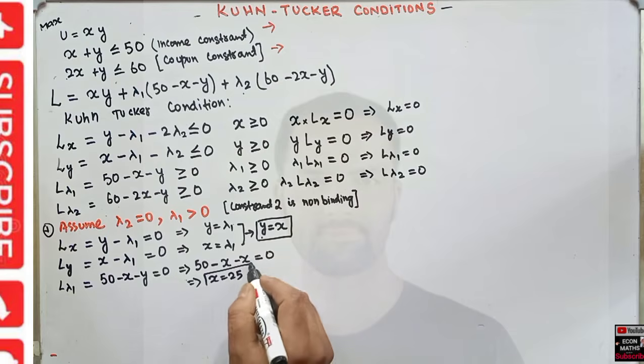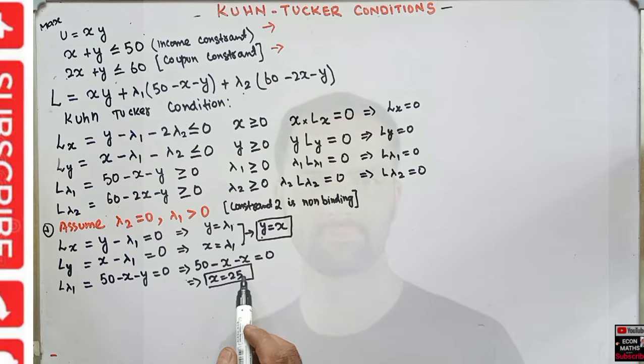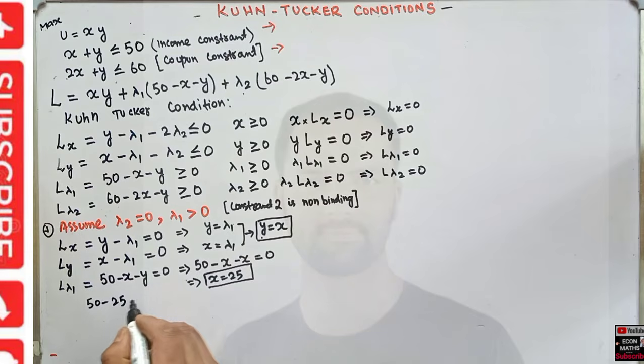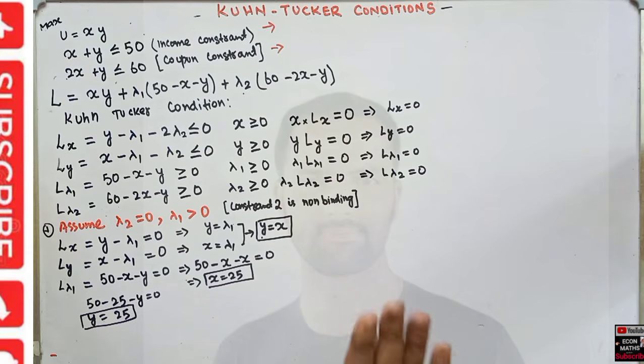When we got x is equal to 25, we again put the value of x is equal to 25 in this equation. So what will we get? We get 50 minus, in place of x we have 25, minus y is equal to 0, which implies y is equal to 50 minus 25 is equal to 25. So we got x is equal to 25, y is equal to 25. We got the optimal values for good x and good y. So everything's okay up to this.